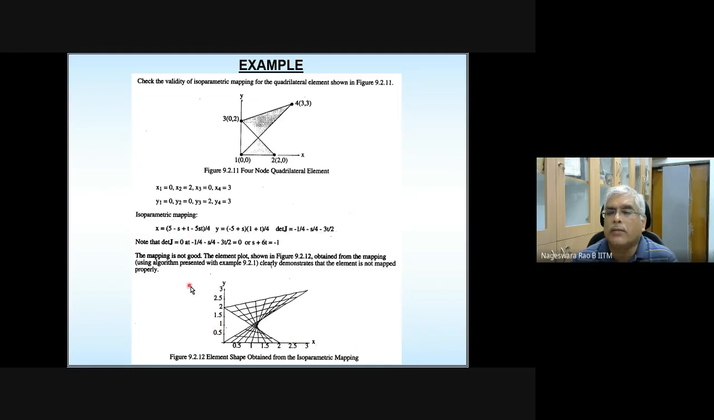Here the plot of x and y is shown, and you can see that the element is getting twisted. This plot is showing as though that mapping is twisted. So here also there is a folding, it's folding onto itself, so the mapping is not good. So you should be very careful with the node numbering. Any questions here?